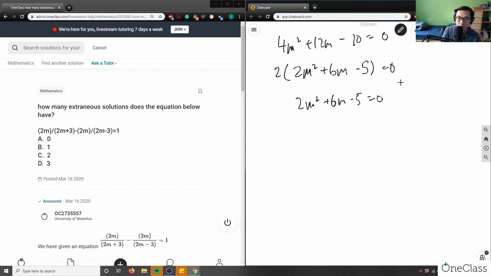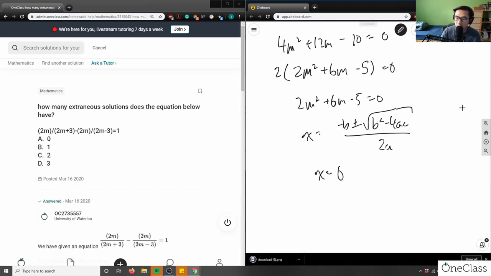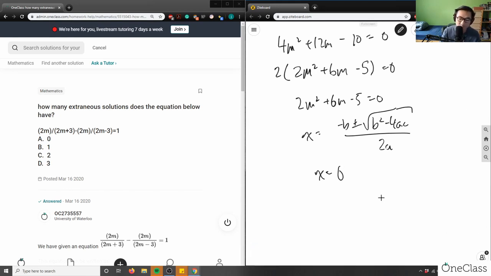Again, for the sake of time, I will write out the formula here, negative b plus or minus the square root of b squared minus 4ac all over 2a, and I'm just going to use my calculator and cheat a little bit. I'm sure by now, by grade 11, grade 12 math, you should know how to use the quadratic formula. So x here would give me 0.68, and I also get a value of negative 3.67. So these two are my m values.